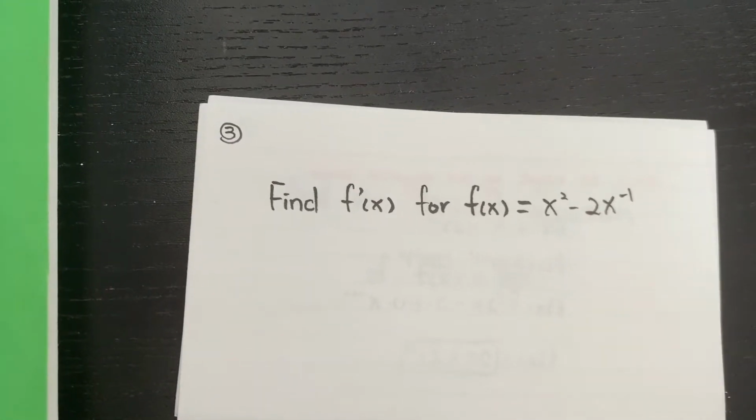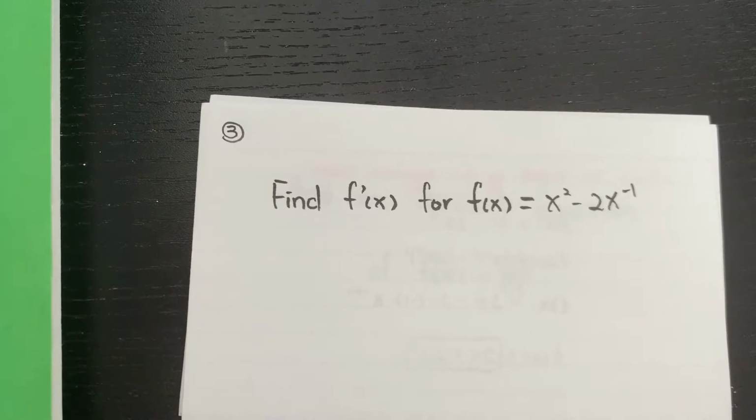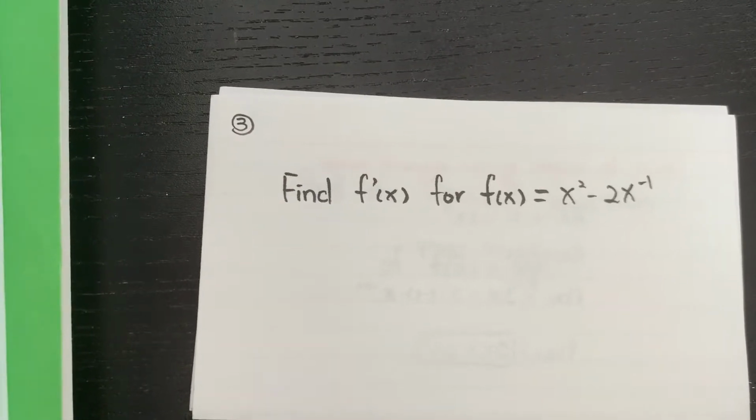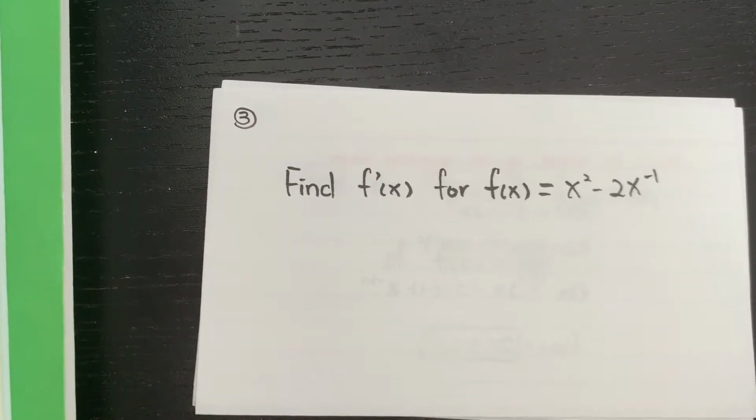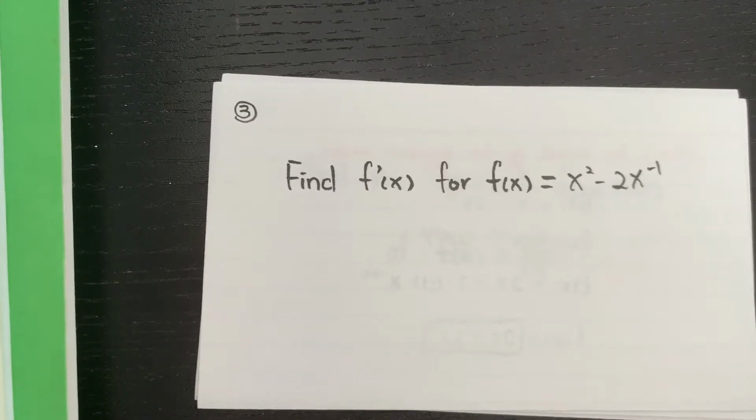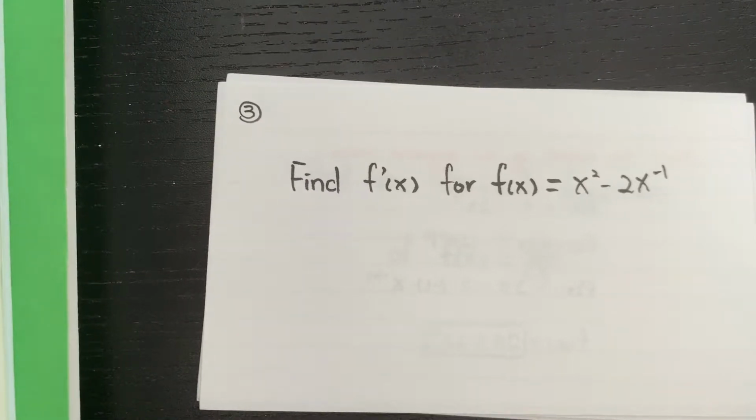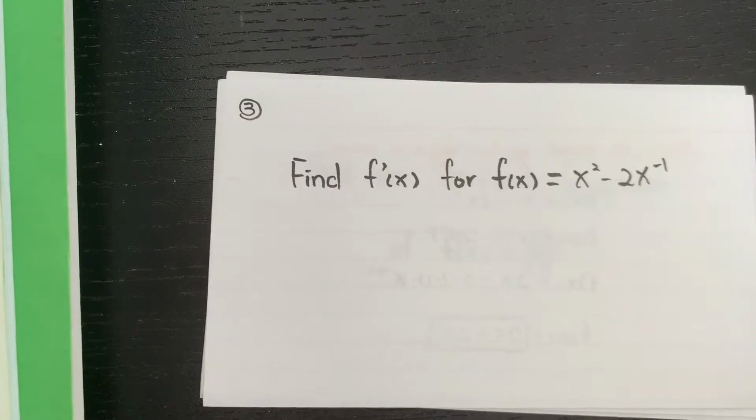And that's easy. So let's do the third one. Find f prime x for the function f(x) equals x squared minus 2 times x to the power of negative 1. So solve this problem and tell me your answer.